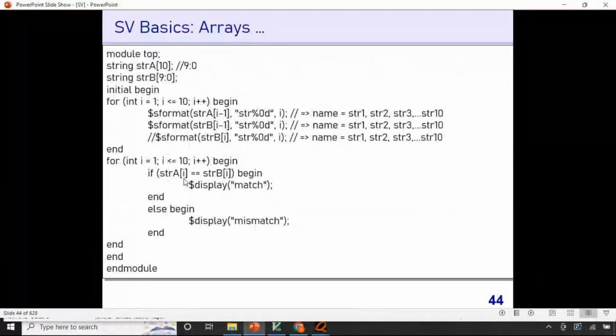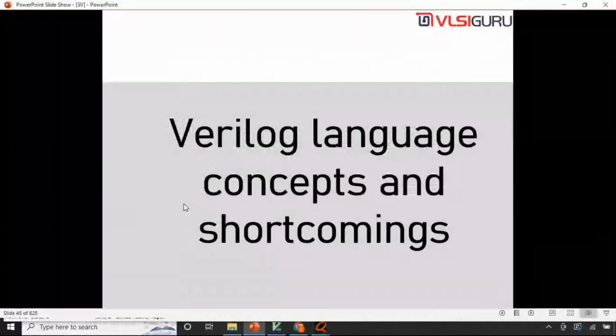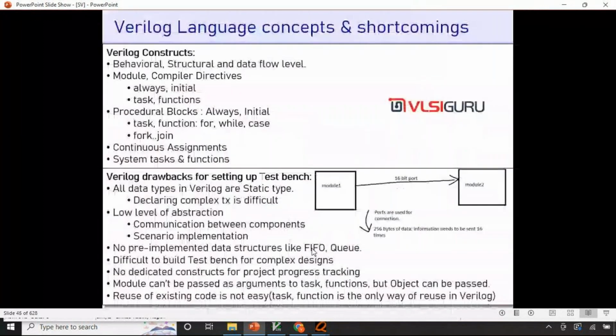All these examples, whatever we discussed. Next. What I was trying to tell you is that basic comfort with the arrays is very important. Verilog language concepts and shortcomings. So here we are trying to tell that Verilog language is not sufficient for verification purpose because it has got very few constraints. You can see what is there. Please read. You would be able to follow what I'm telling.